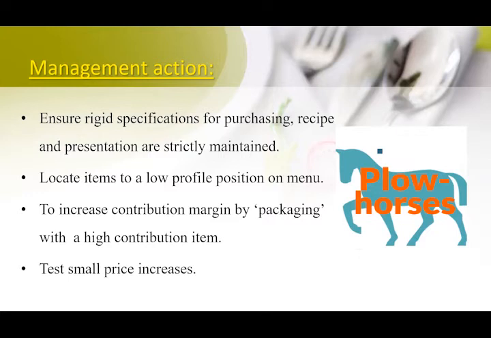What it says here is that you can try having a package made of certain products which are like plow horses with a product which are like stars, so as to increase the contribution margin by some means.